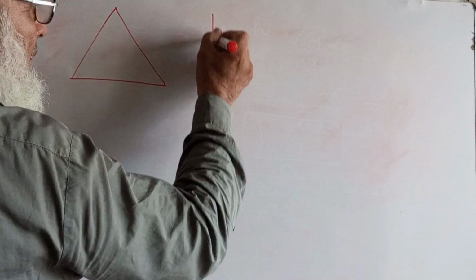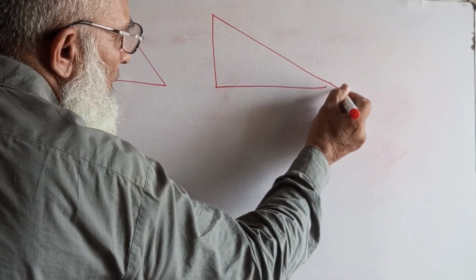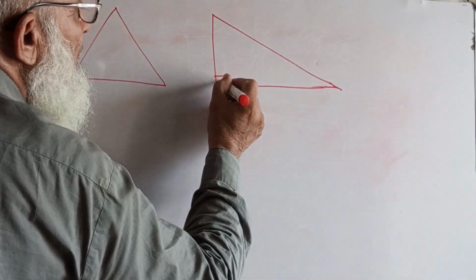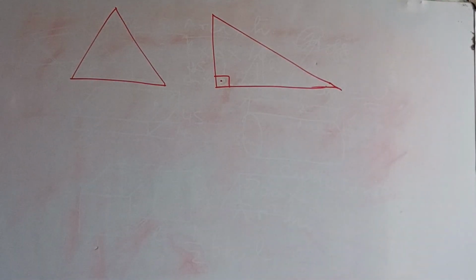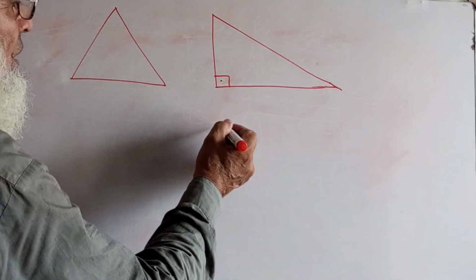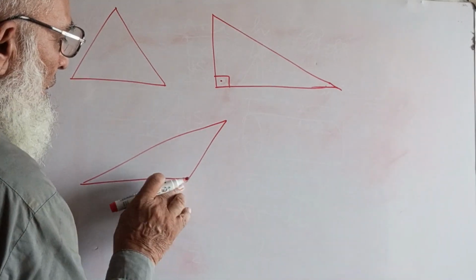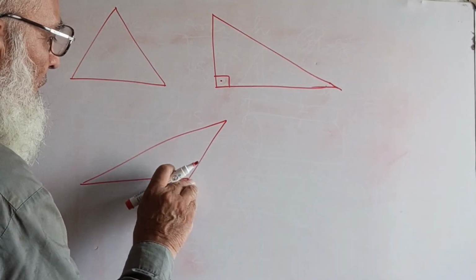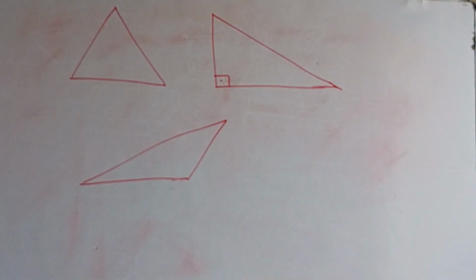This is a right angled triangle. If you see this sign over here, then it is a right angled triangle. And the third one is the obtuse triangle. Now these two are with respect to their angles, and this is with respect to its side.